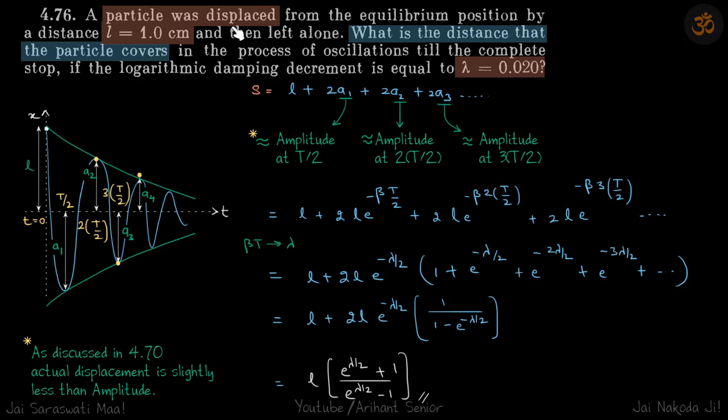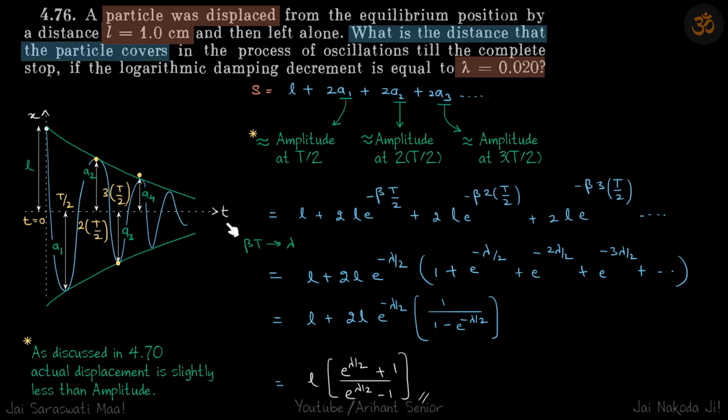A particle is displaced by a given distance and then left alone. We need to find the total distance it will cover until it stops, if lambda is given to us. So let's draw the plot and then it will be quite clear what's happening. It starts at the maximum position, that is L, and then it is left alone, so it will come to the equilibrium, go here, go up again, go here, and like that.